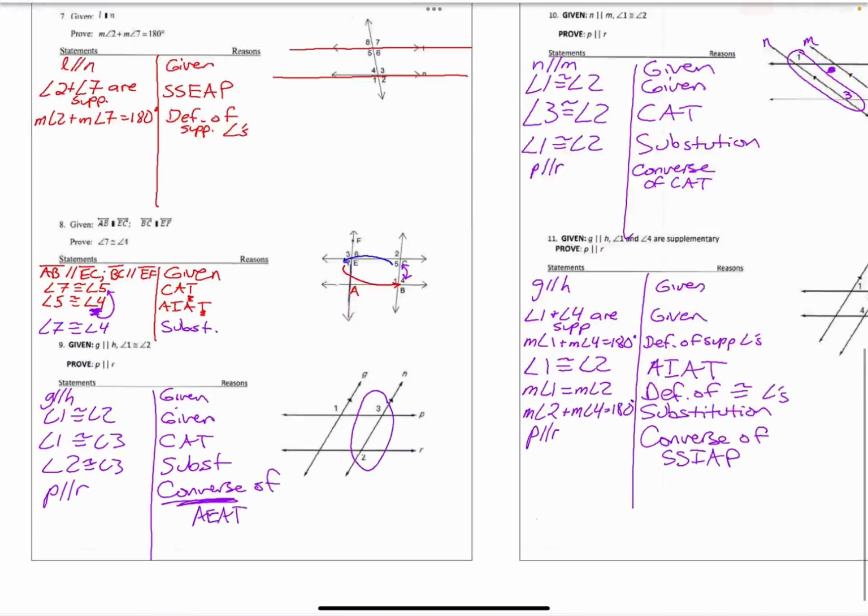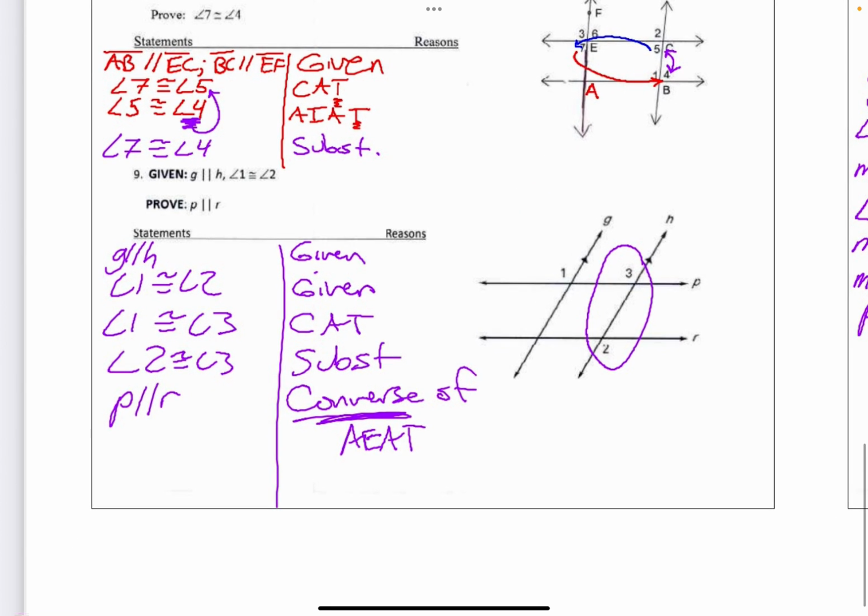So number 9 is there. That one is very similar. It's not the same, but it's very similar to the warm-up problem. The only difference between this one and the warm-up is that the 3 would be right here, so it was corresponding. But otherwise, the proof is the same.